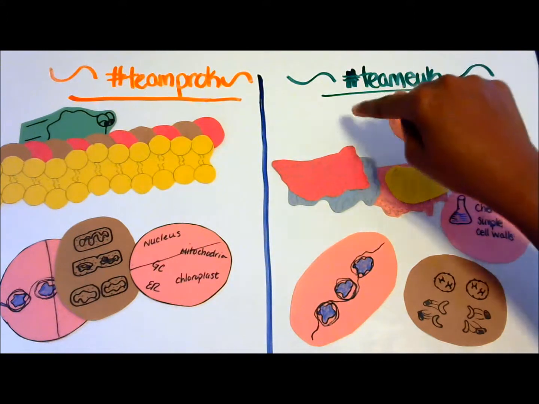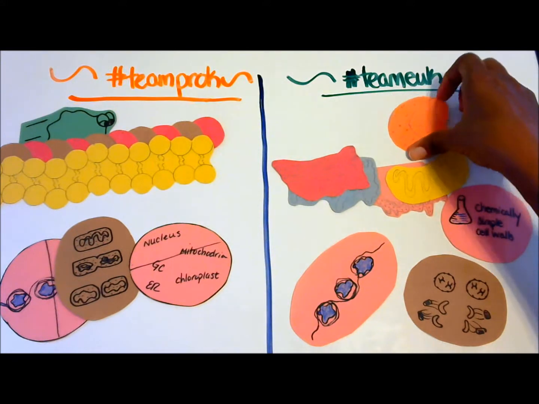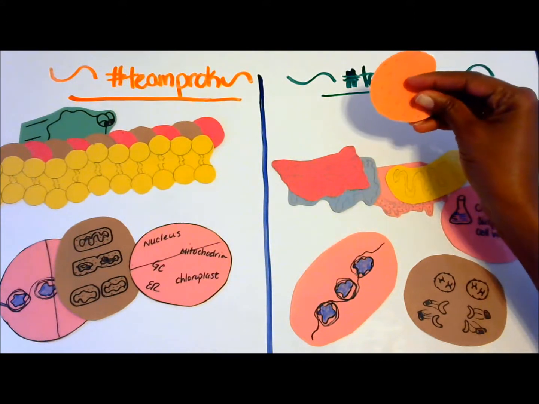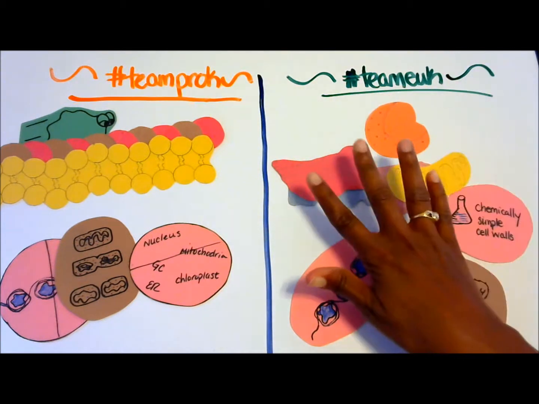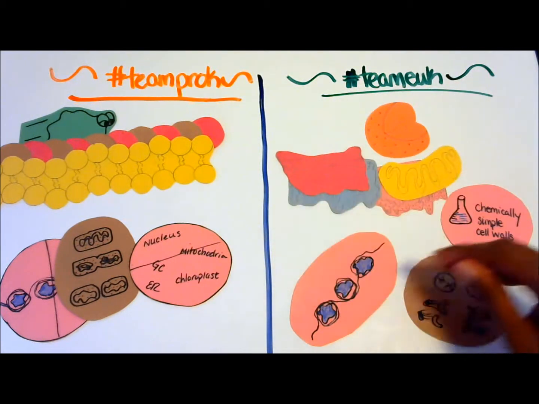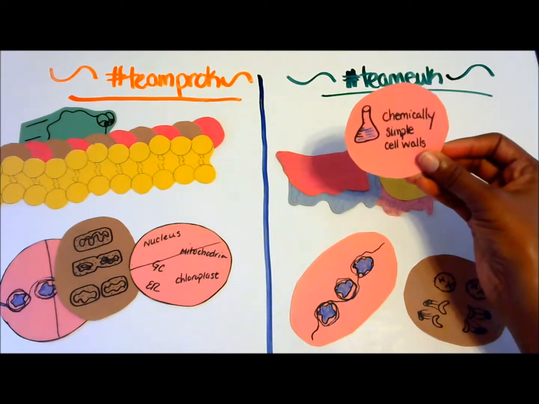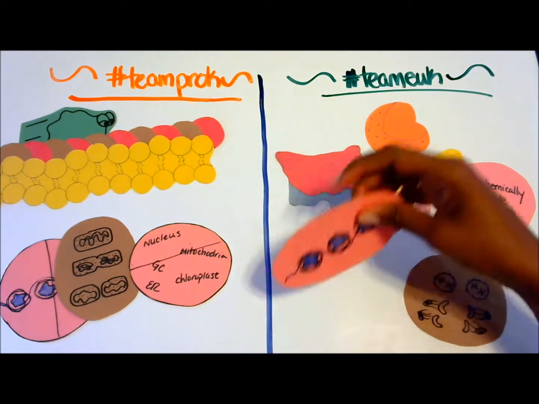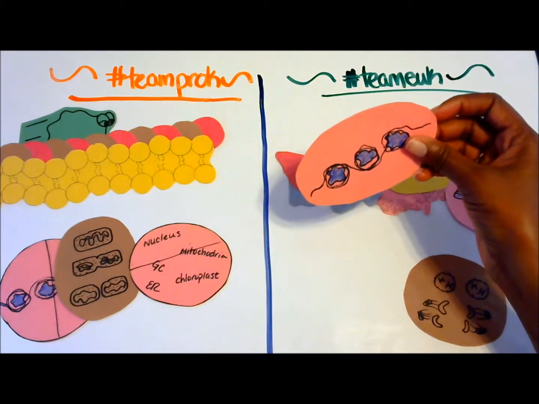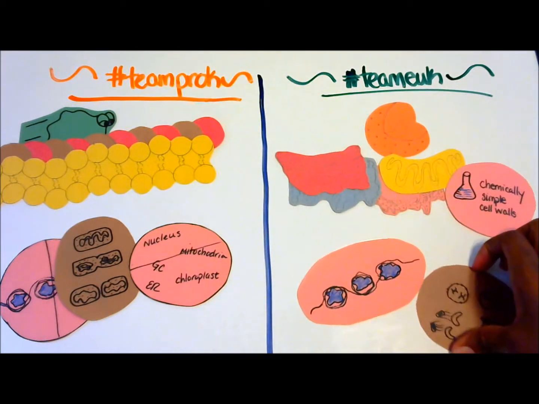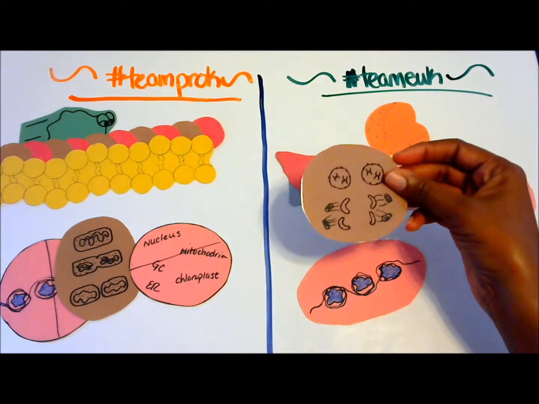So let's jump to team eukaryotes. They do have a nucleus where DNA is stored. They do have organelles. Their cell wall is chemically simple. They do have histones and non-histones. And their division is mitosis.